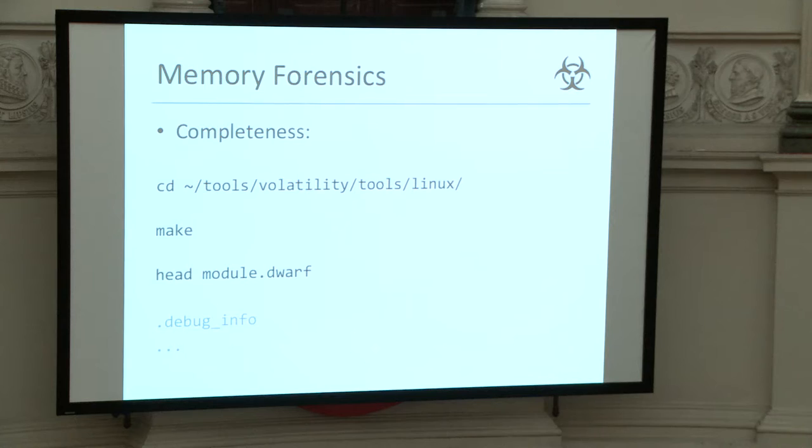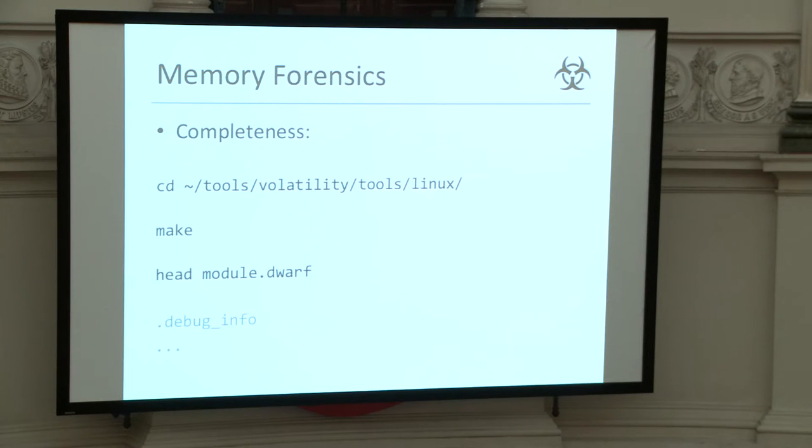Then this is for making your profile. Once you've got volatility and your target system, you'll go into the tools Linux subdirectory and run make. That will get you this module.dwarf file, which is the output from running make. You can run head on module.dwarf, and one of the first things you should see is this .debug_info string. That'll let you know that you're good to go. You're ready to roll.